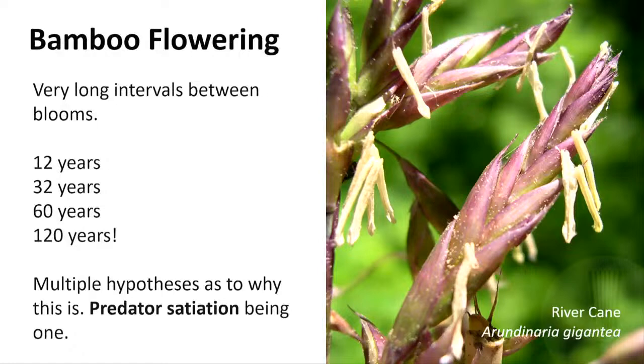Also, bamboo flowering, so kind of related to prime numbers. Again, the bamboo species have these long periods between flowering. They primarily reproduce asexually through cloning. River cane is one of our native bamboo species. It doesn't flower very often, but when they look at those species that do flower, they have some species that are every 12, 32, 60, even up to 120 years between flowering events for some species around the world.